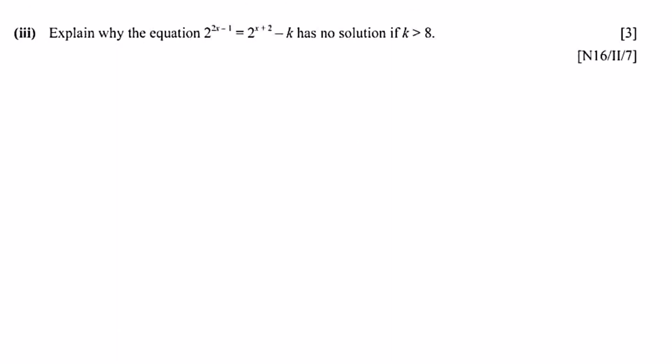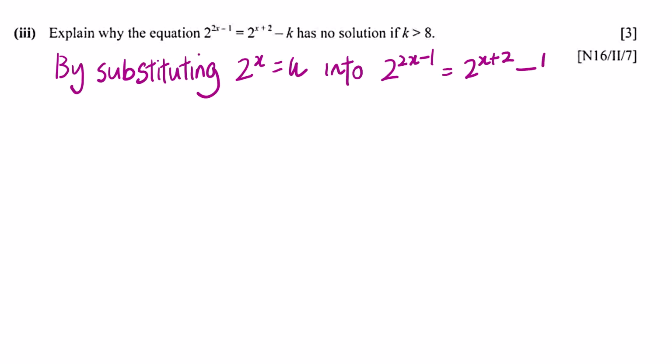Let's look at the last part of the questions. We're asked to explain why the given equation has no solution if the value of k is more than 8. So we're going to generate a quadratic equation, like what we've done in part 1, in terms of u and k. We're going to multiply by 2 throughout.